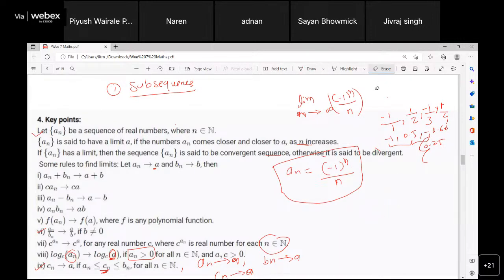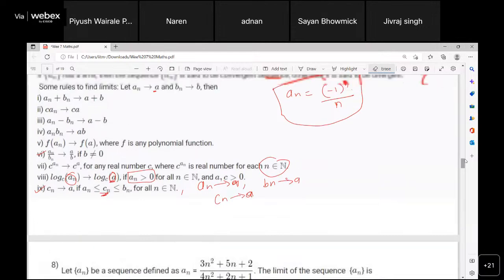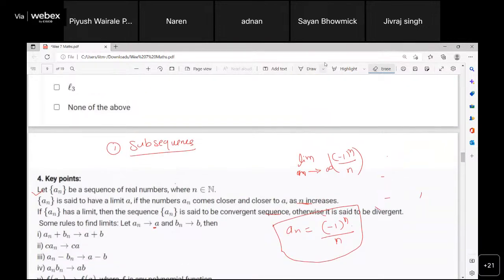But how do we find this particular limit using the sandwich principle? So what is the principle? Let us take one example. When n equals 1, it will be minus 1 by 1. When n equals 2, it will be 1 by 2. And when n equals 3, it will be minus 1 by 3. Let's say this is an, that is minus 1 to the power n, and my bn is basically n.